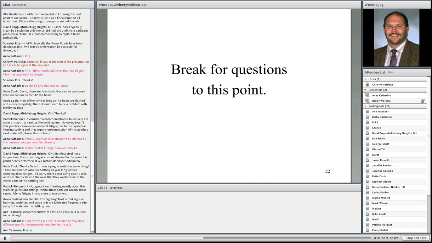Another question we've got is, since hoses are typically cleaned by circulation only, are biofilms a particular problem in them? And is it necessary to replace hoses periodically, or does using a foam ball to scrub them out work? It depends on the hose. The rubber hoses that are most commonly used for transferring are a fiber rubber blend, and those are extremely difficult to clean.